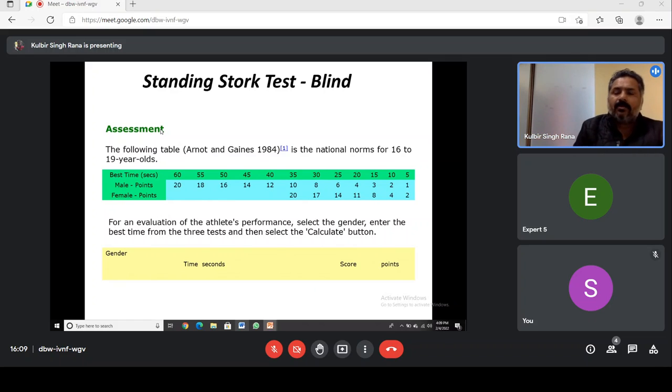So in the initial 5 seconds, 10 seconds, 15, 20, we'll take his data, and the scoring will be done according to this table.